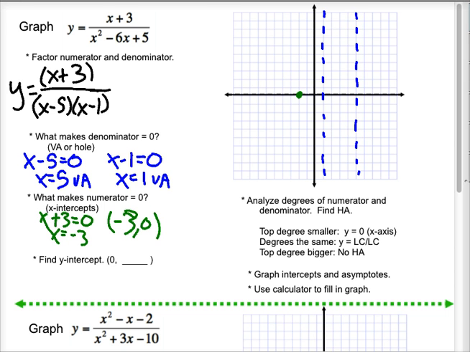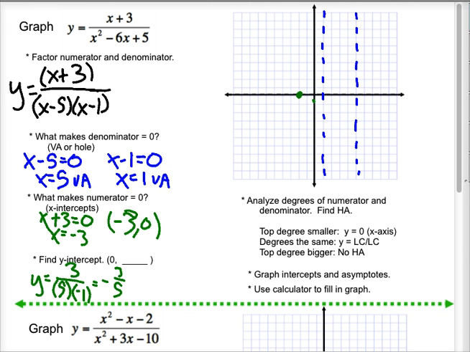Finding the y-intercept. All right, well, y-intercept, remember, that's where we plug 0 in for x. So I'm getting a 3 on top, then 5 and -1 on the bottom. So we're getting -3/5 for the y-intercept. So -3/5. Well, that's going to be somewhere about right there.